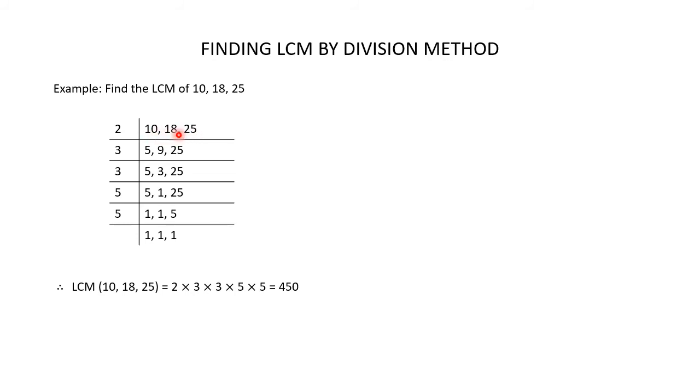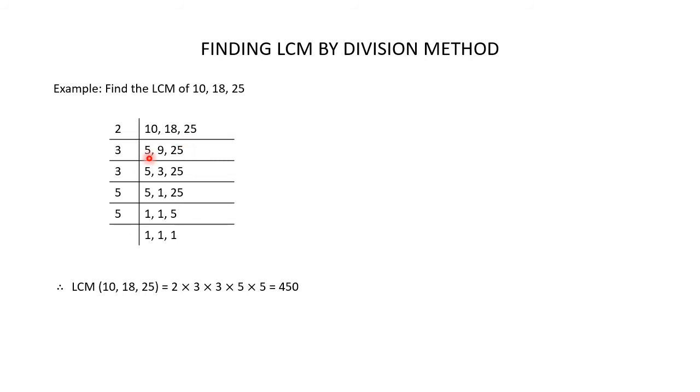Here 10 and 18 can be divided by 2. So 10 divided by 2 is 5. Write 5 below 10. 18 divided by 2 is 9. So write 9 below 18. 25 cannot be divided by 2. So write 25 as it is next to 9.